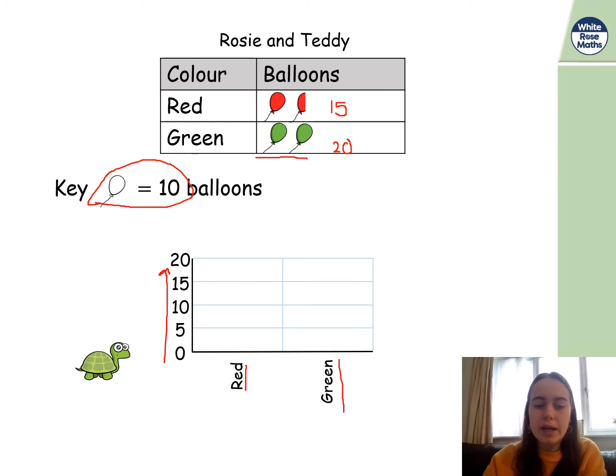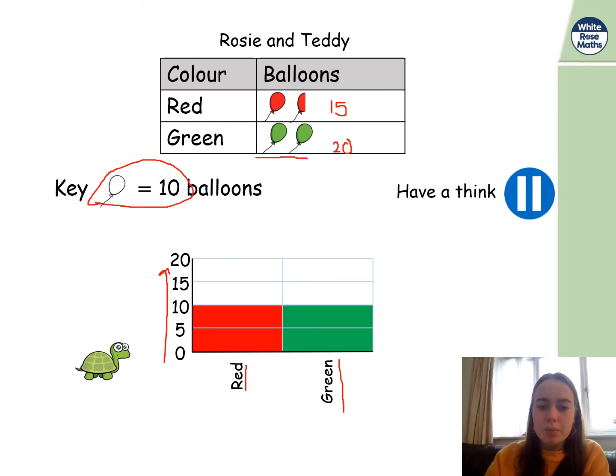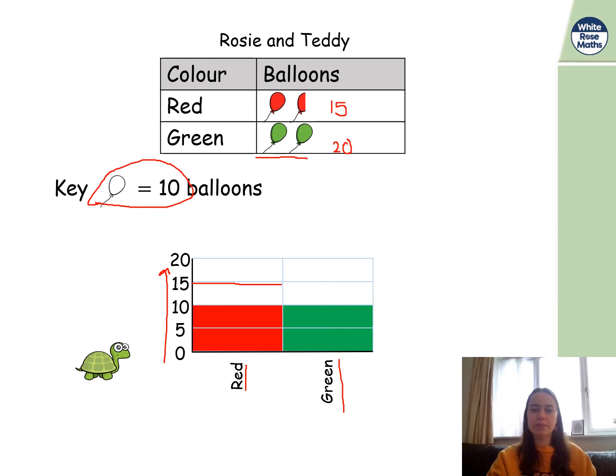So let's have a look. It's going to put up 2 for each. So at the moment we've got 10 in both red and green. But we've worked out that actually red has 15. So how many more blocks do I need to colour in, do you think, in order to get up to 15? I need to colour in 1 more block for red.